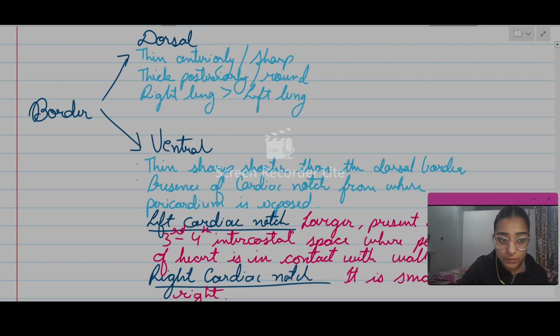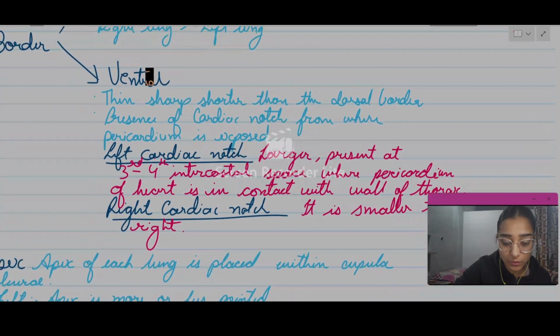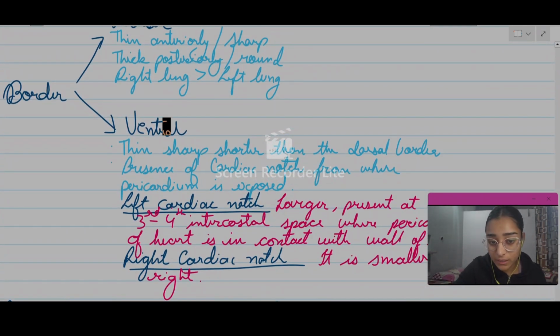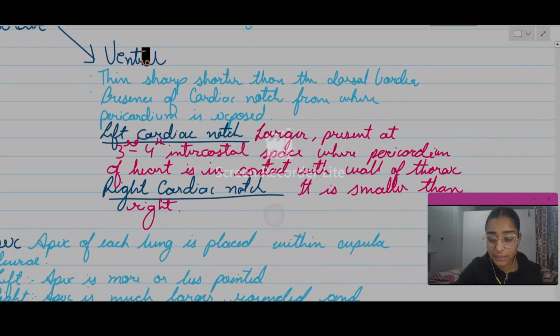So the ventral border is thin, sharp and shorter than the dorsal border. There is presence of cardiac notch, and I also told you that you can use this point of left cardiac notch and right cardiac notch to differentiate both right and left lung in your exam.